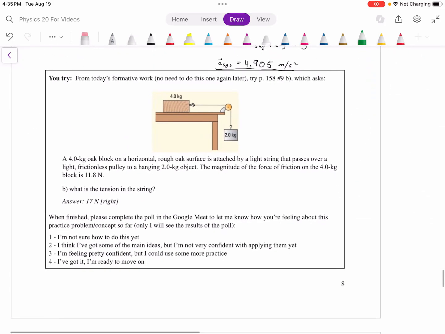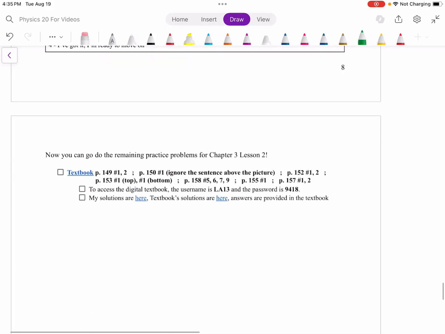That's the last example for this lesson. So you can pause this video and now do part B of the question you just did, which talks about finding the tension in the rope. But after that, you're good to complete whatever practice problems you haven't done throughout the lesson.